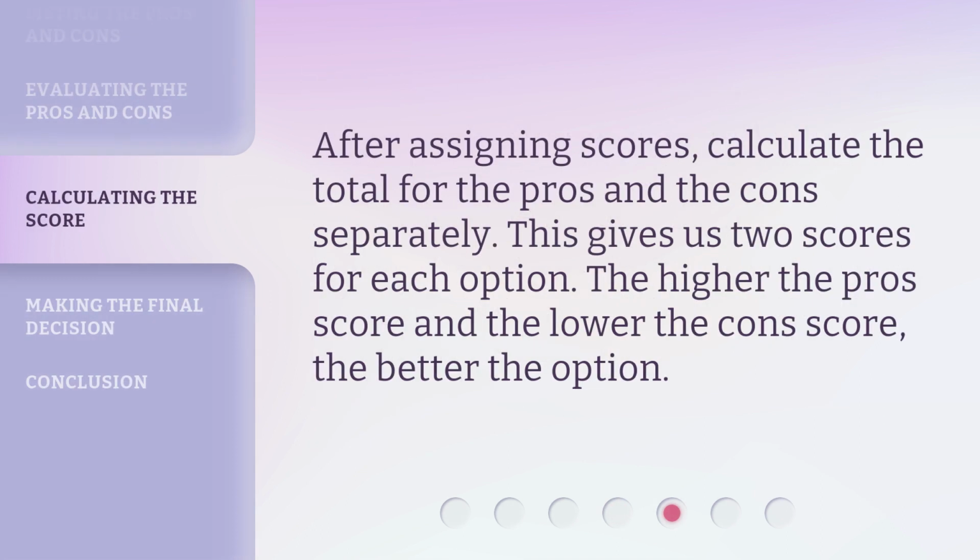After assigning scores, calculate the total for the pros and the cons separately. This gives us 2 scores for each option. The higher the pro score and the lower the con score, the better the option.